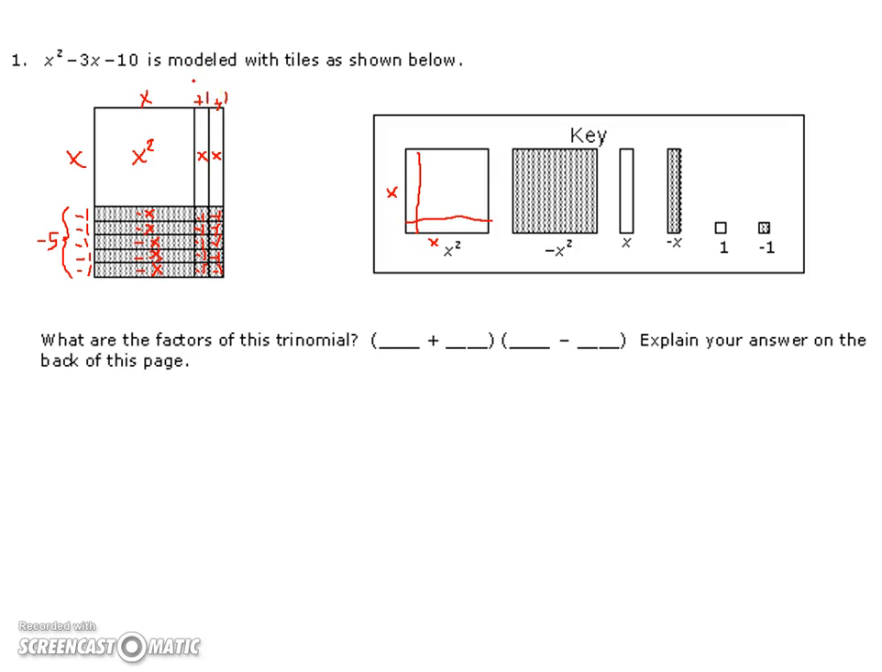So when I combine those, we get a total of positive 2. So the top part has a dimension of x plus 2, and the side is x minus 5. So guess what? My trinomial factors into two binomials of x plus 2 and x minus 5. See how simple that was?